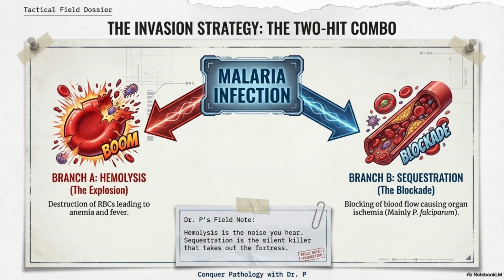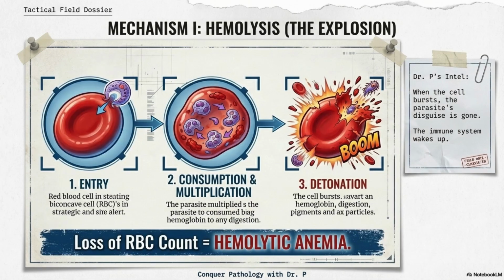So how does it damage you? It uses a two-hit combo. Branch A is hemolysis. This is the explosion. It's the destruction of RBCs leading to anemia and fever. It's the noise you hear. Branch B is sequestration. This is the blockade. It's the silent killer that blocks blood flow and takes out the fortress. It is mainly seen in P. falciparum. Let's break down mechanism number 1, the explosion.